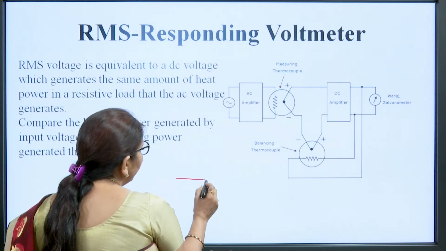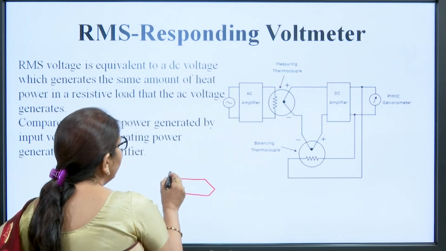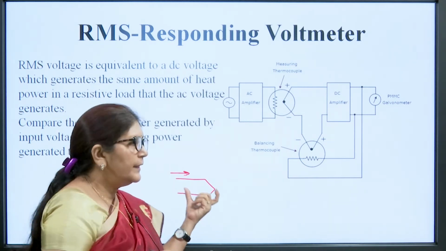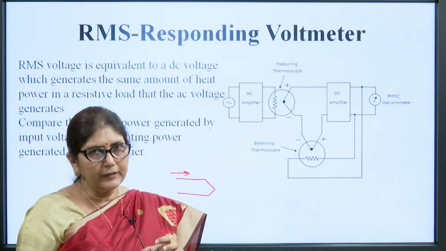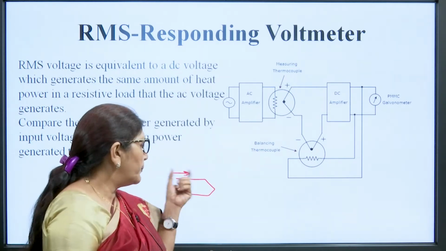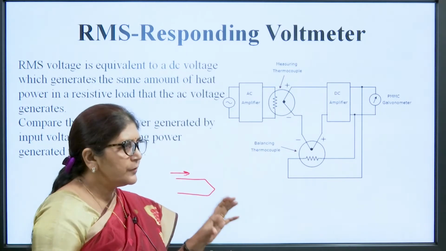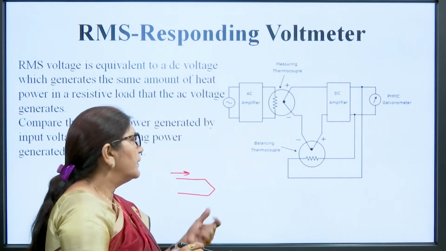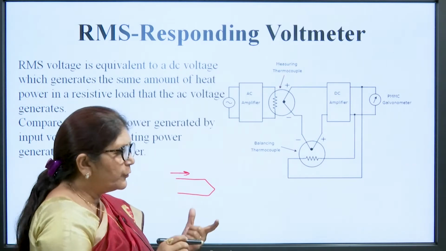We can use a heater circuit where AC current flows through the heater, and the heater produces heat. The heat produced by the heater is proportional to the V RMS square. So, this heater is getting heated up when we use a thermocouple.